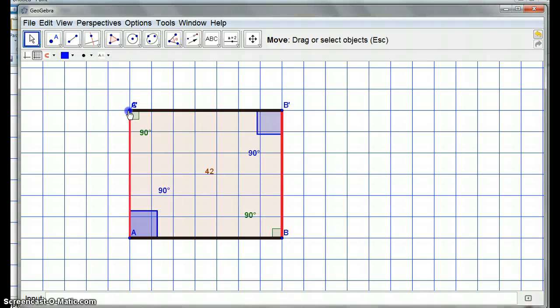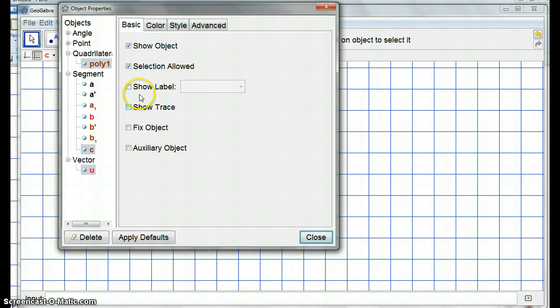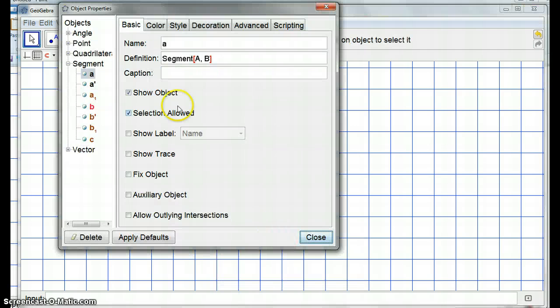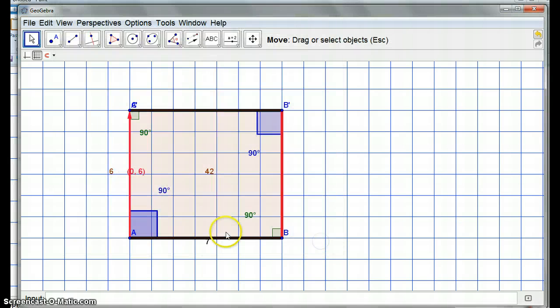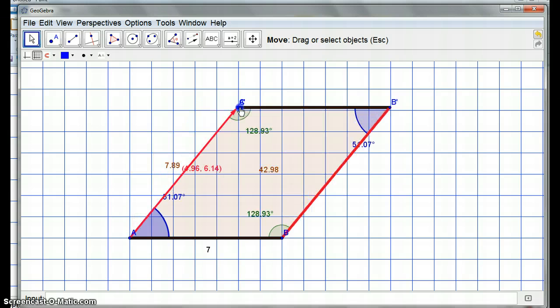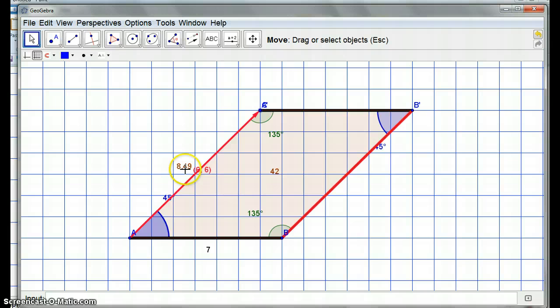Here, I'm going to put the height there. How tall is that? 6. Okay, height 6. I'm just going to pop in here, show label, and I'm going to put value, just so that, there we go. We've got a 6 there, and here, show label, value, and what are we going to have? 7, nice. So 7 6s are 42, cool. So we've still got our 42, but this is 8.49.